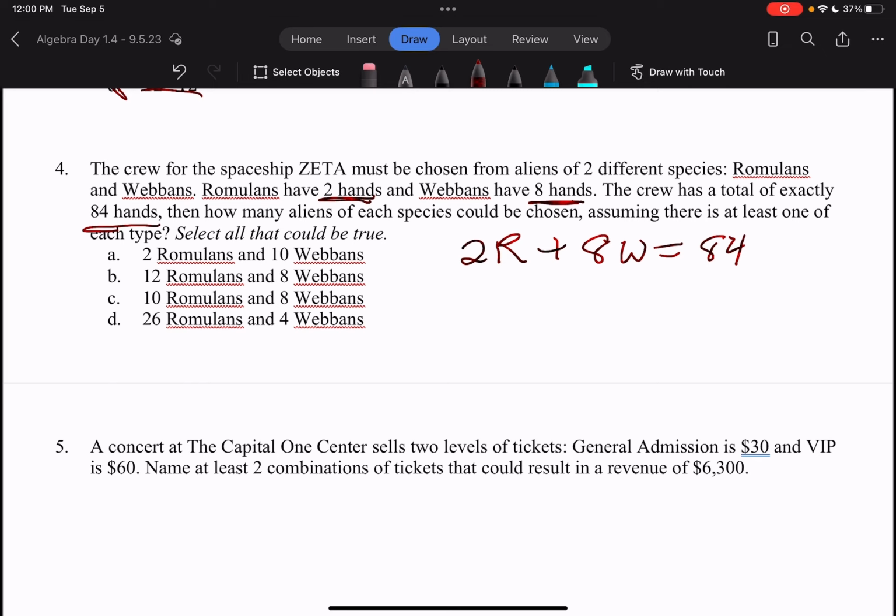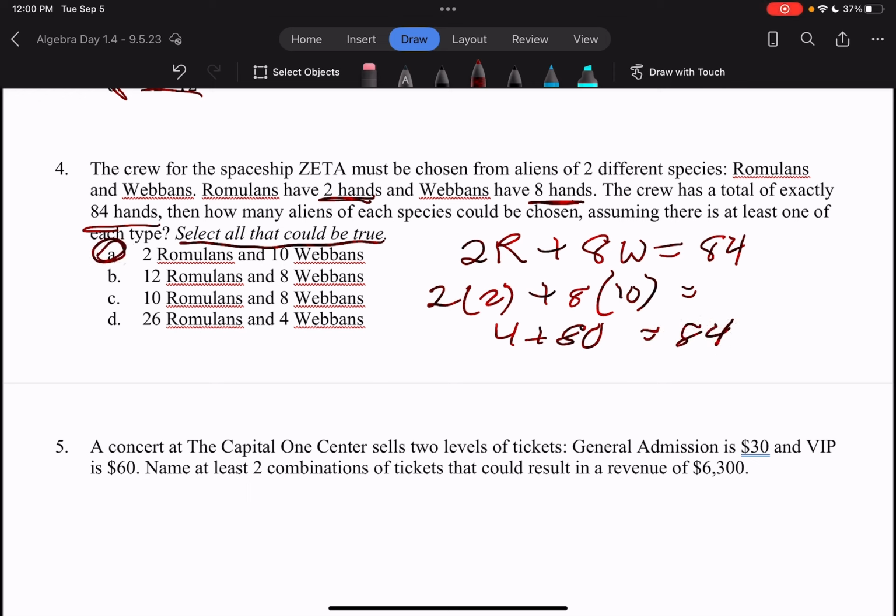So I'm going to model the first one, A, and B, C, and D you can do. It says select all that can be true, so you know there's going to be more than one correct answer. So we could say 2 times 2, if there's 2 Romulans, plus 8 times 10 equals 4 plus 80, which equals 84. So this one is true. A does in fact work. That is a potential solution. We could have 2 Romulans and 10 Webbins and still have a total of 84 hands on the crew.